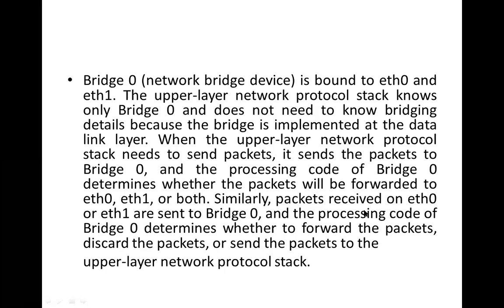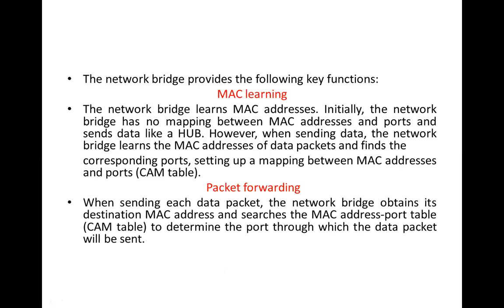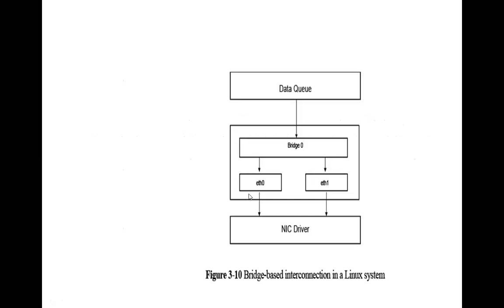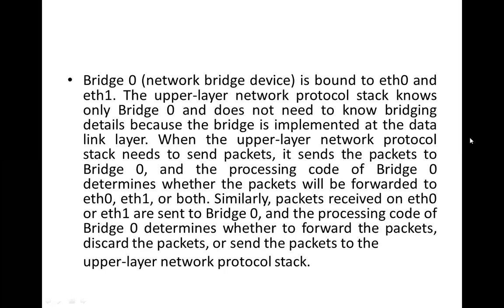We have seen that. The upper layer network protocol stack knows only the bridge 0. Upper layer network can only see the bridge 0. They are not familiar with Ethernet 0, Ethernet 1, and bridge 0 does not need to know the bridging details, because the bridge is implemented at the data link layer. Whenever the upper layer network protocol stack needs to send a packet, it sends the packet to bridge 0.